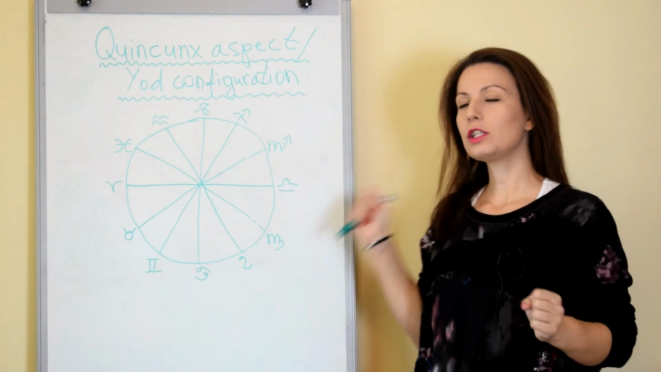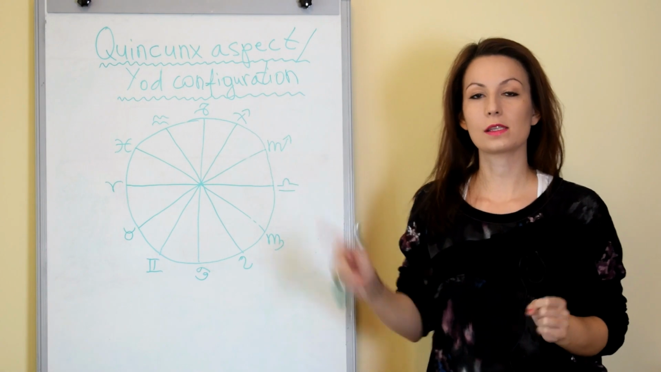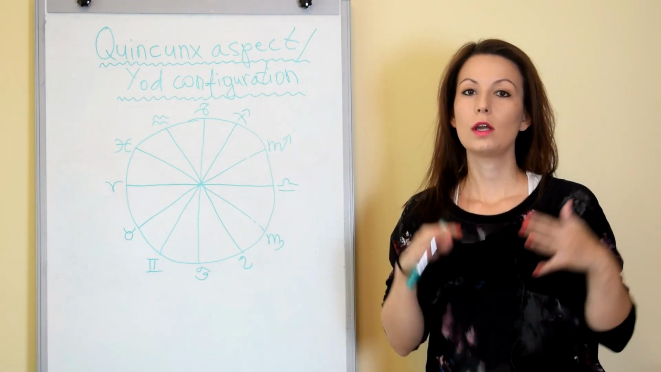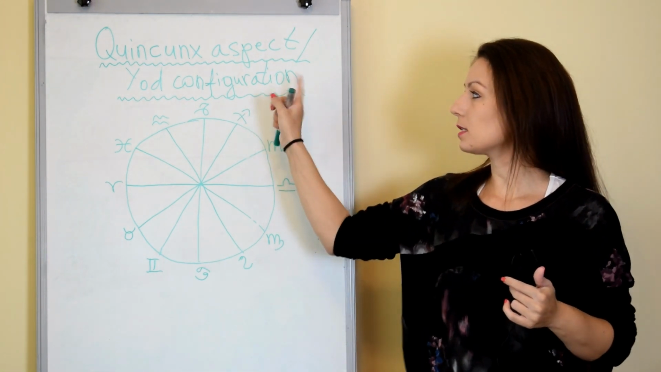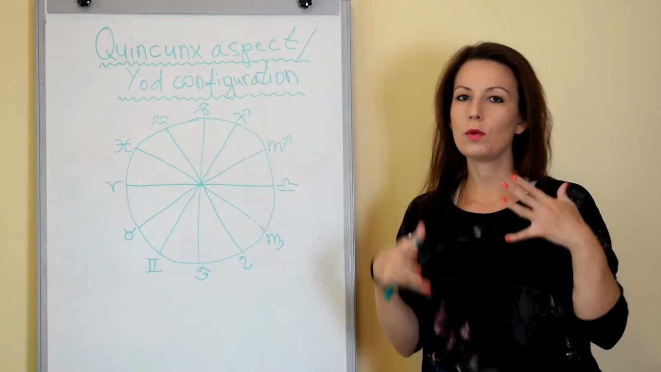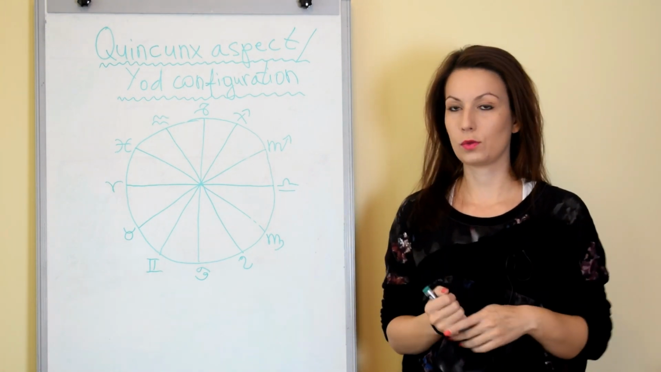And today actually I'm talking about a very interesting topic about the Quincunx aspect and the Yoke configuration. Often I'm asked about this type of aspects and configurations because they're very rare. There is not a lot of information and sometimes you can get confused.